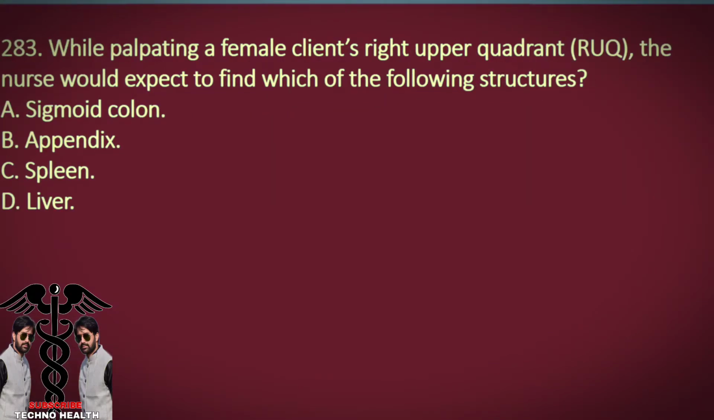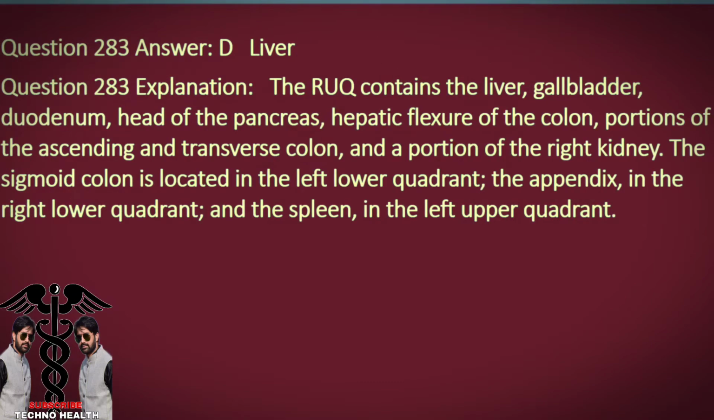Question 283. While palpating a female client's right upper quadrant, or RUQ, the nurse would expect to find which of the following structures: A. Sigmoid colon, B. Appendix, C. Spleen, D. Liver. Question 283. Answer: D, liver.